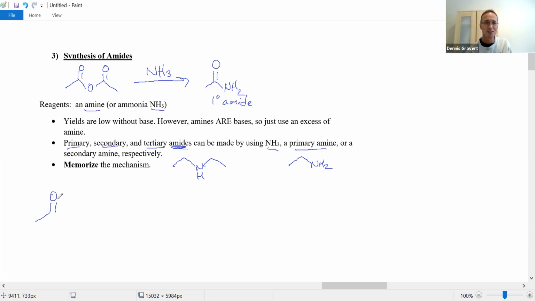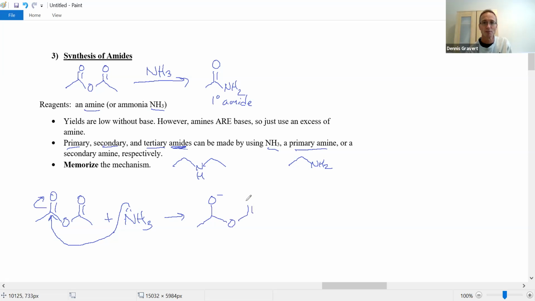Last mechanism for this video. What do you think it's going to look like? Oh my goodness, you've seen it before. Let's just do it with ammonia. But it works for any of these amines. Go bump up the pi bond, and I'll keep bumping up the left side, but nature, she can choose either one, especially if it's symmetrical.